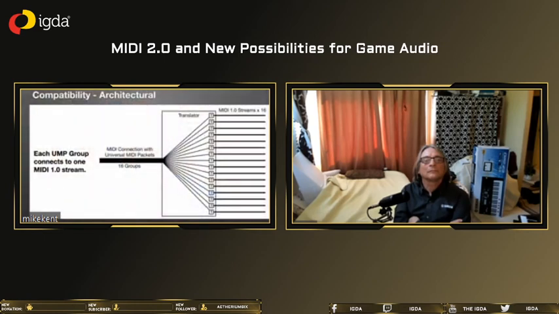So the Universal MIDI Packet has these 16 groups, which can carry MIDI 1.0 or MIDI 2.0 data, but each group of those is more or less the equivalent of a MIDI 1.0 stream with 16 channels. And so this is just one of the architectural concepts that applies to transports, including the USB transport, on how this data is carried in this one Universal MIDI Packet.